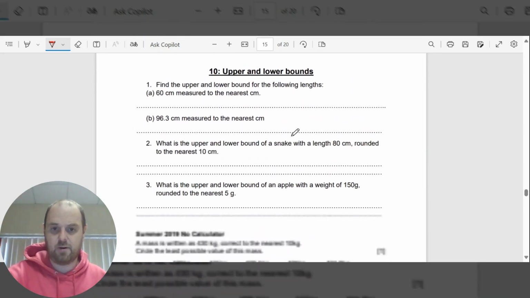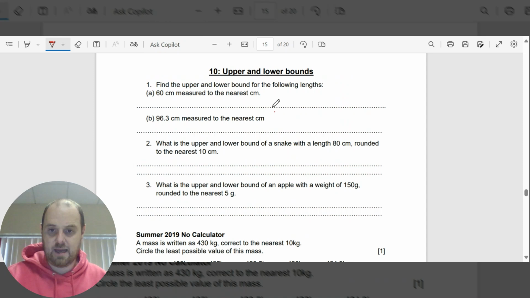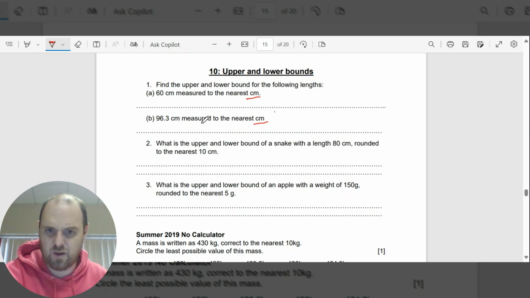Right, okay. Upper and lower bounds, let's get this done. Okay. So basically, if something is to the nearest centimetre, we need to add and take away 0.5. What the heck is this one?